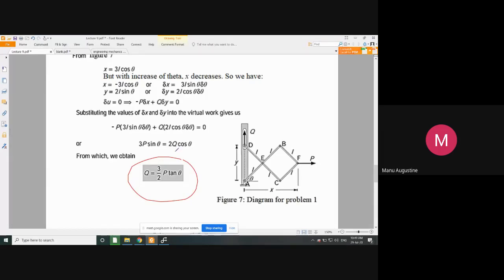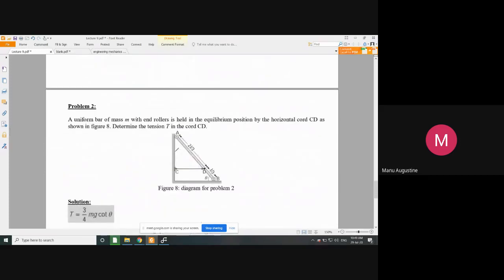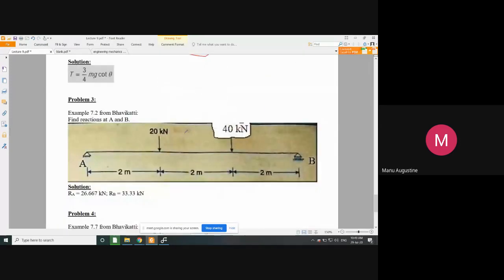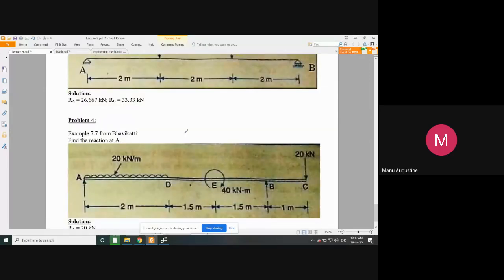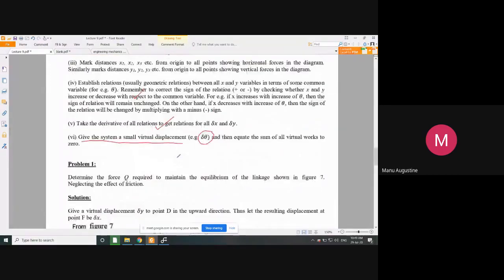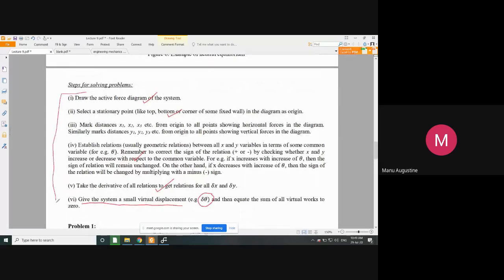We will take one more day for virtual work. In the next class, we will take up a little bit of more complicated problem, and then we will take problems related with beams, in which the work of moments will also come. So we will take up more complicated problems, but you will see that if you follow these steps, you will never falter and you will never fall into trouble.